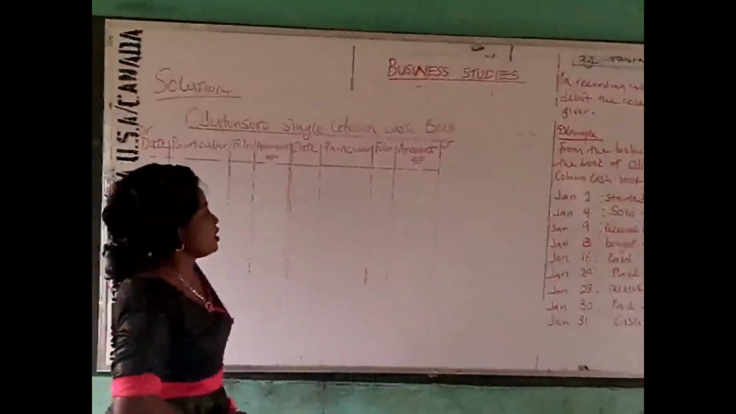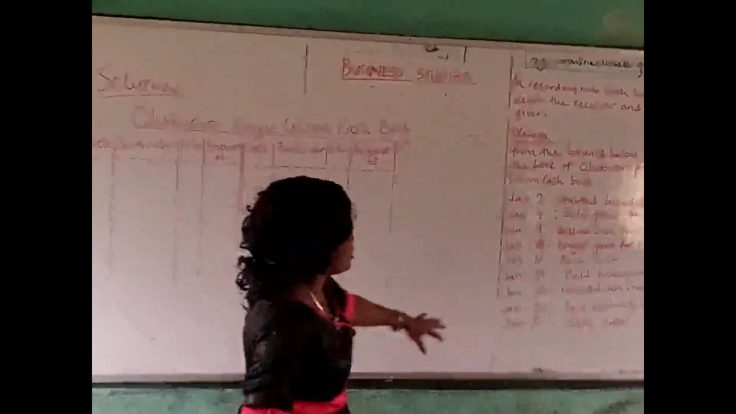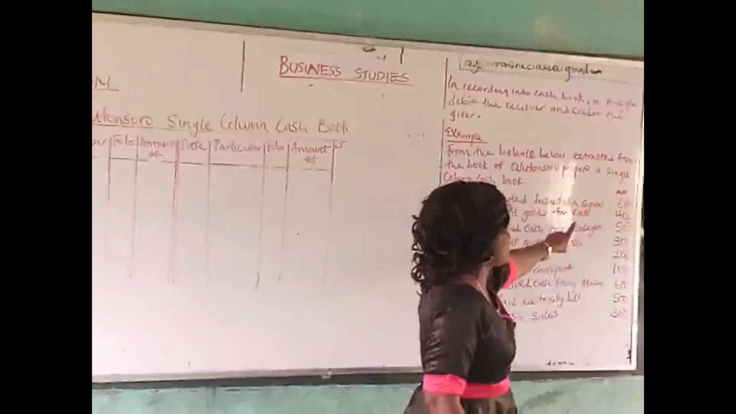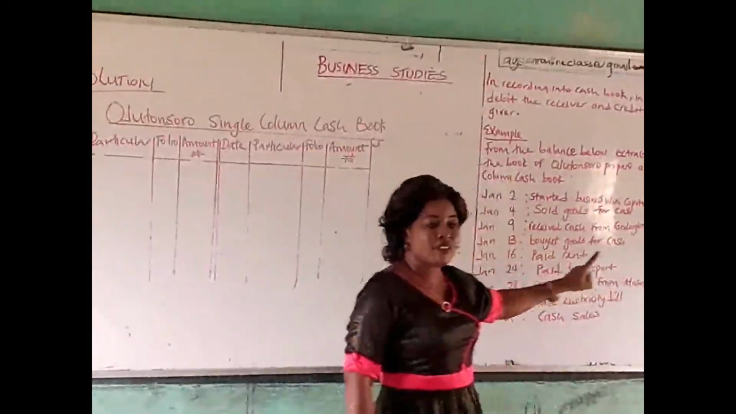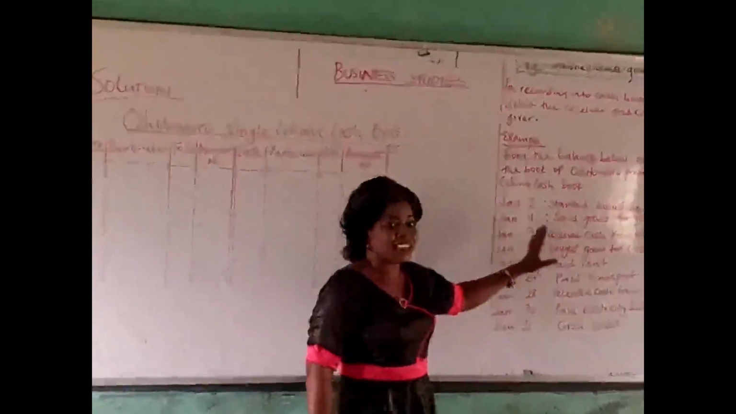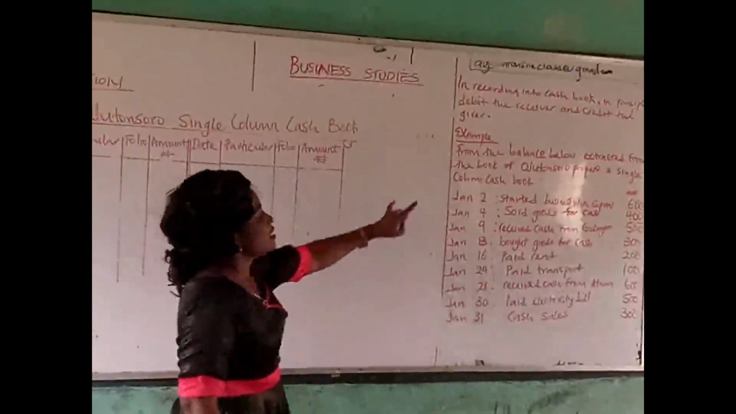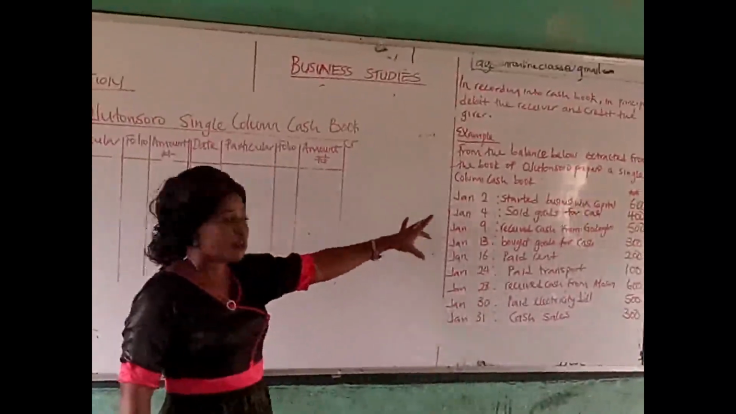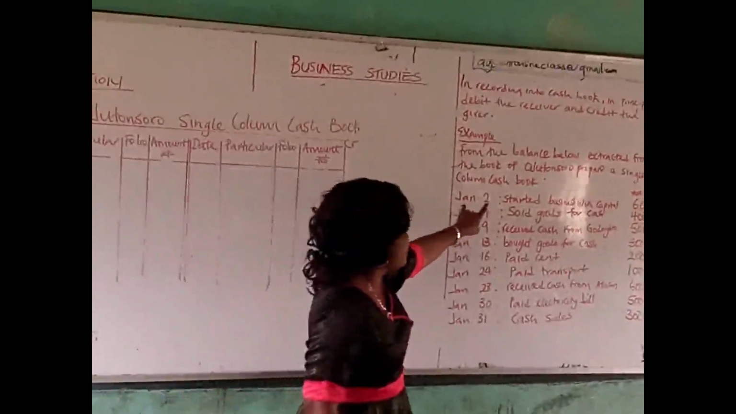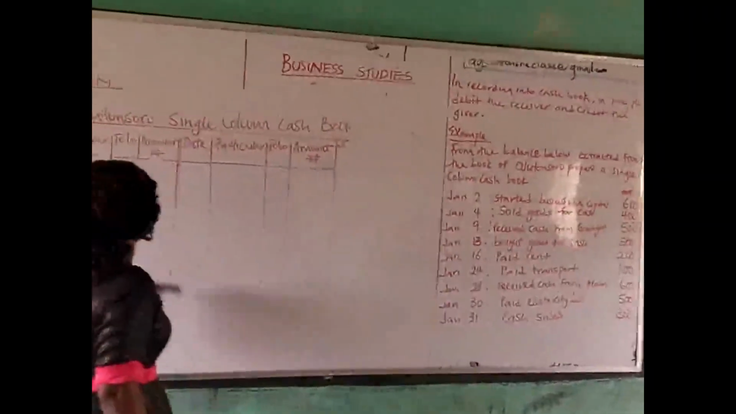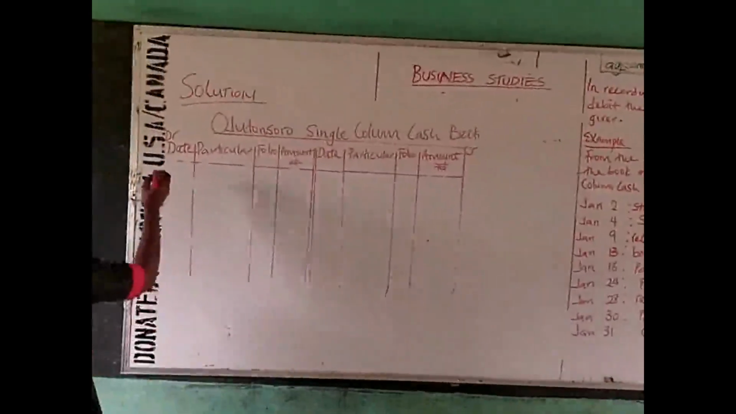So let's go for the posting again. January 2, started business with capital. Any account given to you, the first balance you will record on your debit side. That is, the money that Ojutonsoro puts down to start this business is 600 naira. So you are going to record that on your debit side.